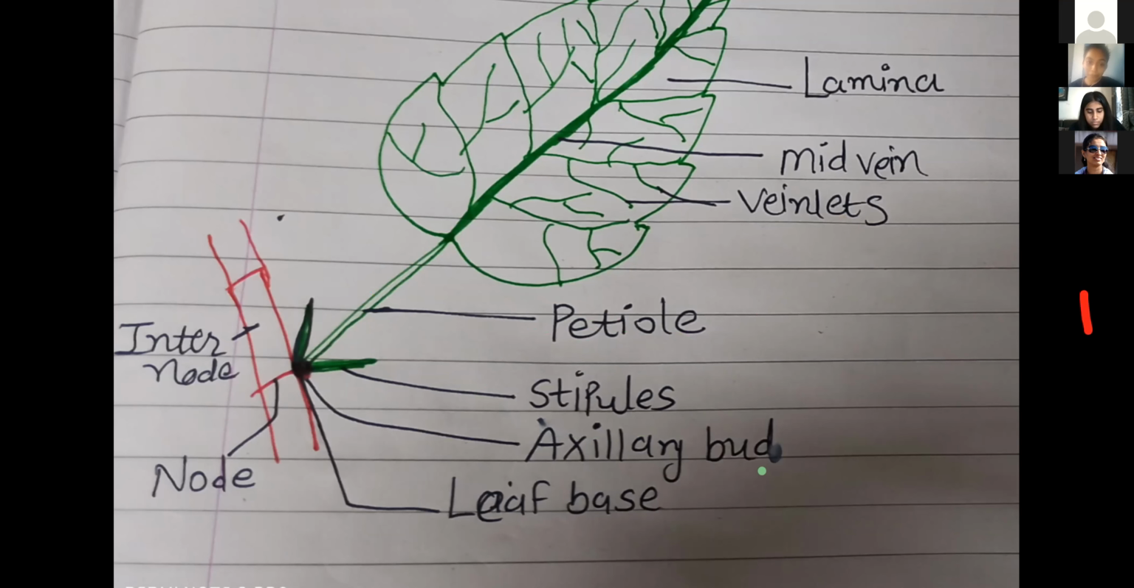Next, this leaf base shows two types of modification. Leaf base shows modification. Suppose this is the stem axis, and over here the leaf is present.